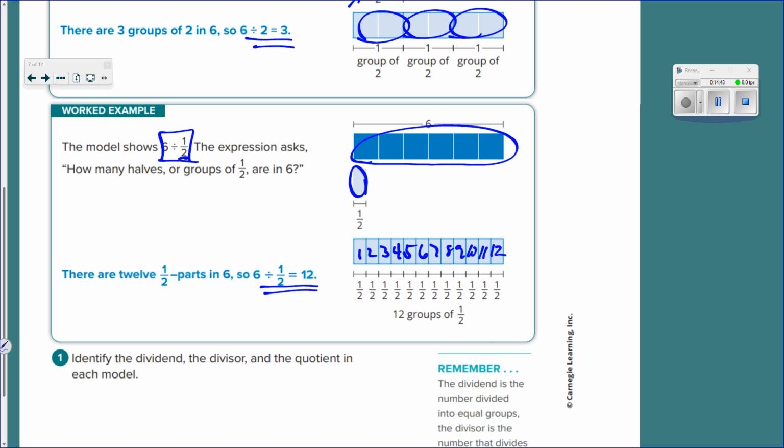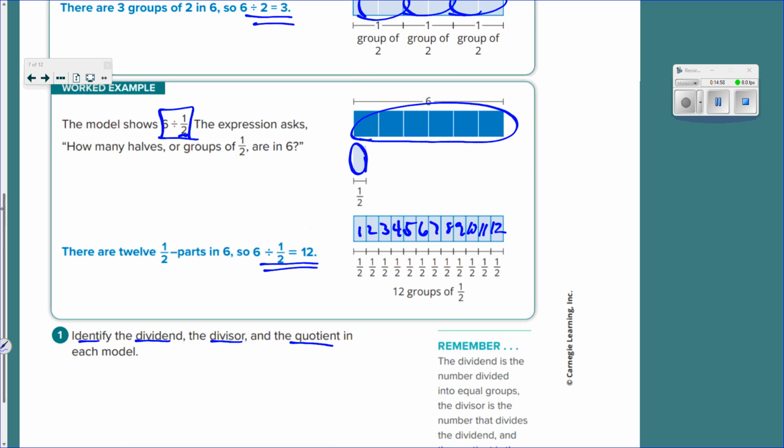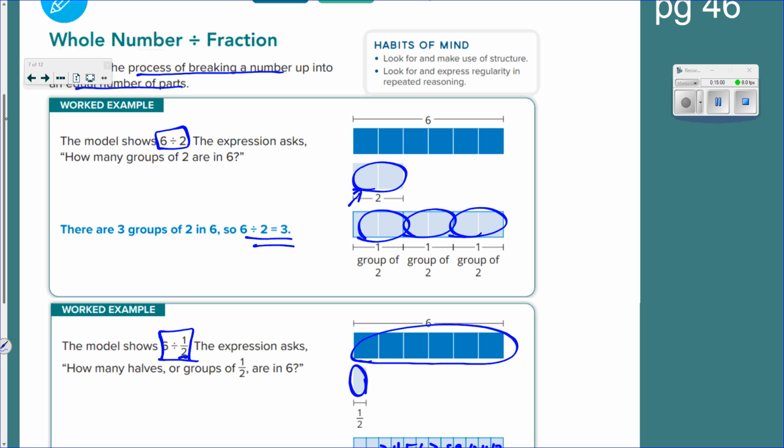Okay, so here's the key. We need to identify the dividend, the divisor, and the quotient in each model. So in our first one, 6 we divided into 2. I've got a group of 3 groups of 2, correct? What is my dividend? In other words, what number am I breaking up? 6. So my 6 is my dividend. Write that right in your book.